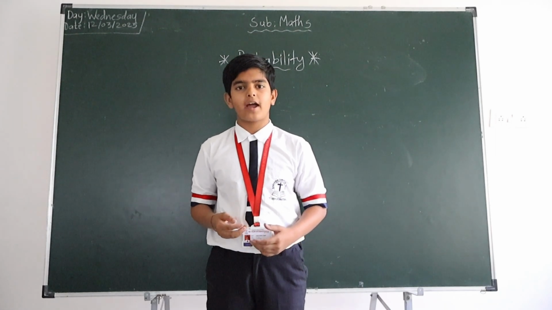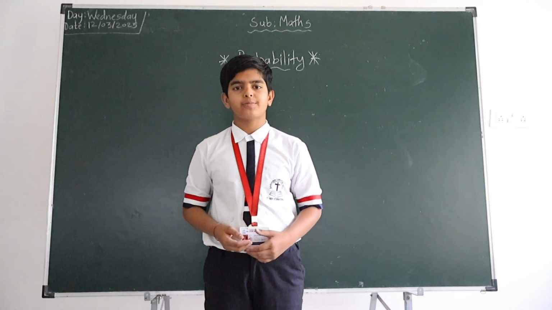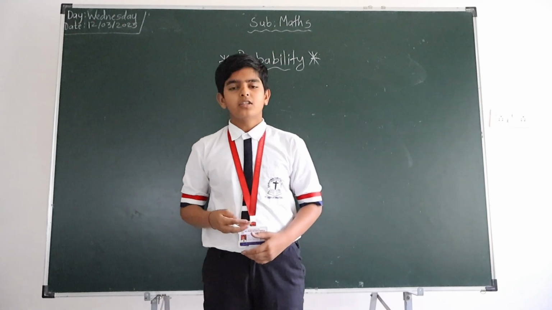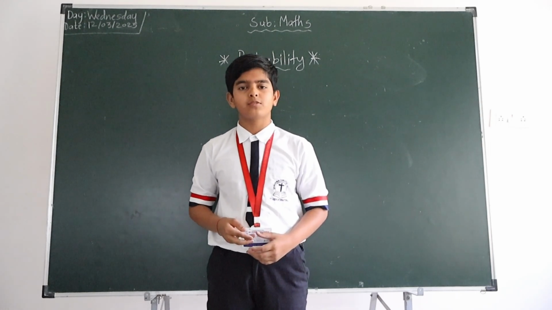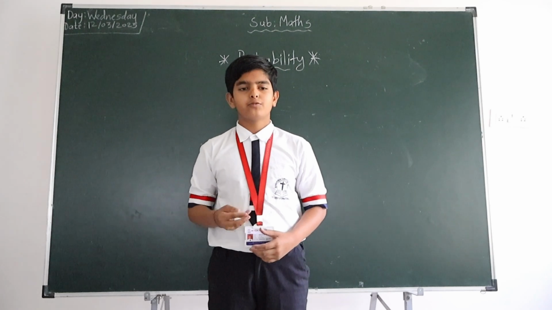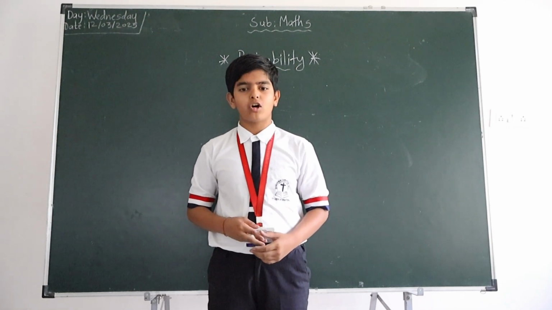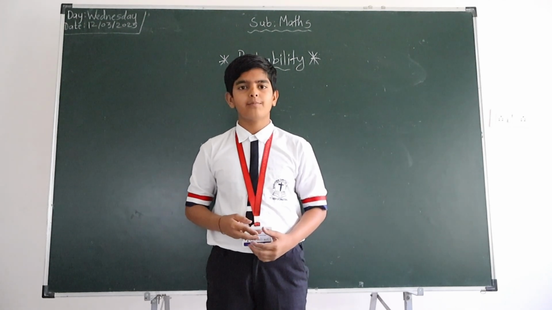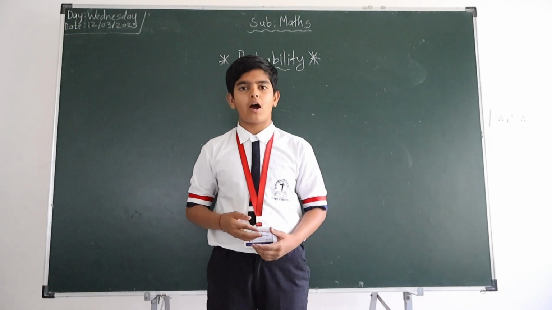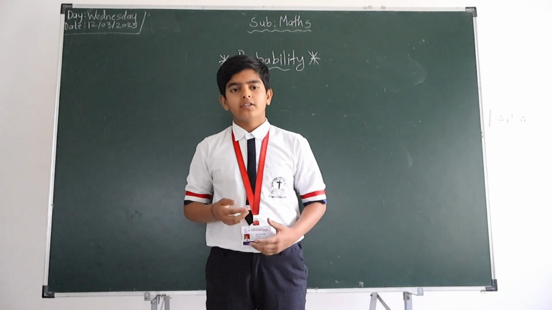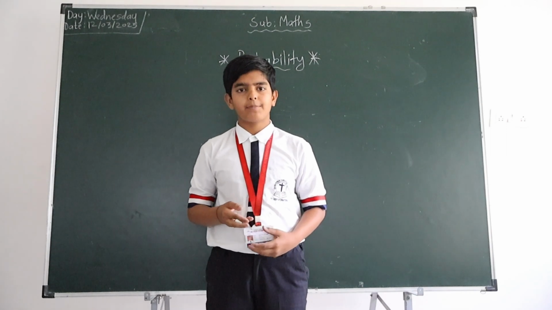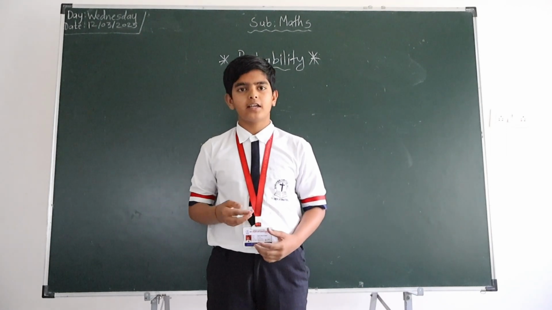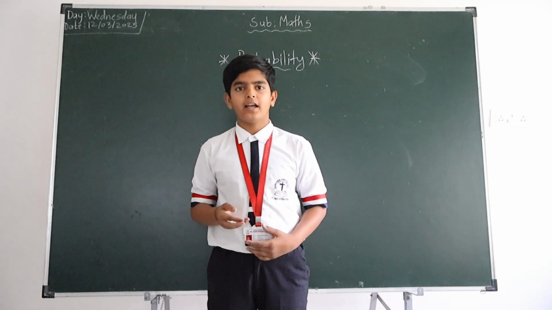So second one is trial. Each time we perform an experiment is known as a trial. Third one is sample space. Sample space is a list of all the outcomes of an experiment. If a coin is tossed once, the sample space consists of outcomes head, tail. If the coin is tossed twice, the sample space consists of head-head, head-tail, tail-head, and tail-tail.